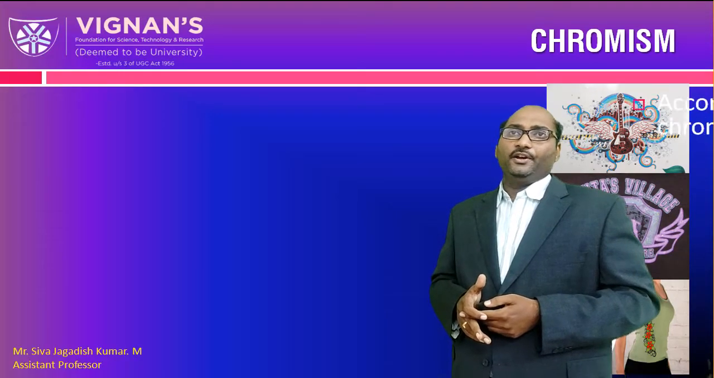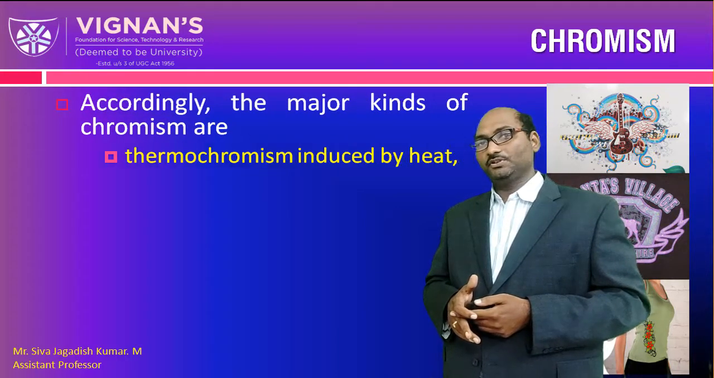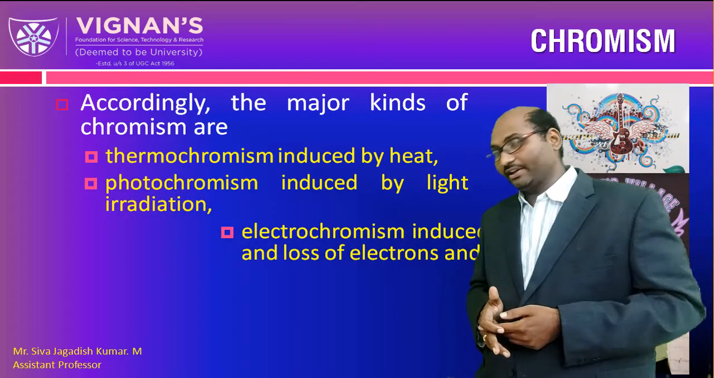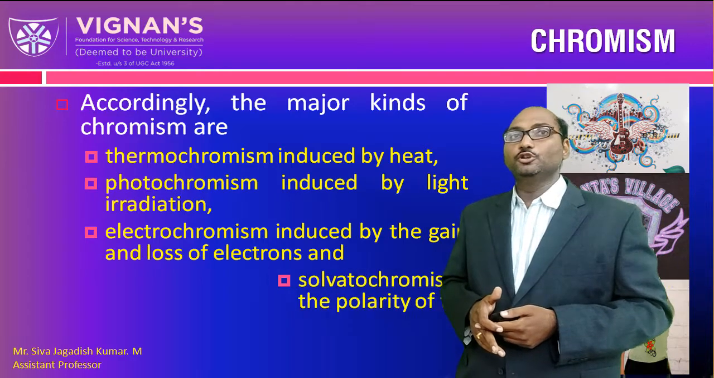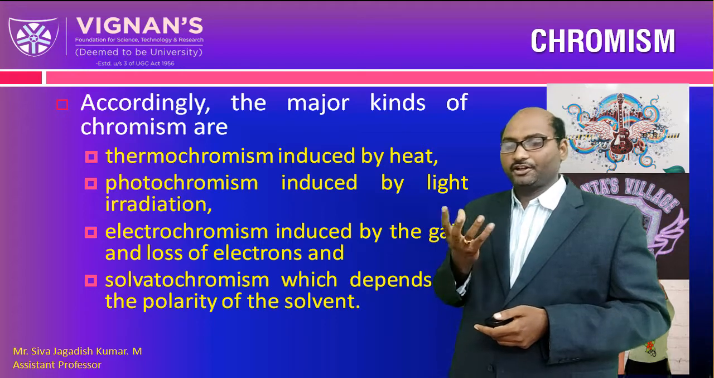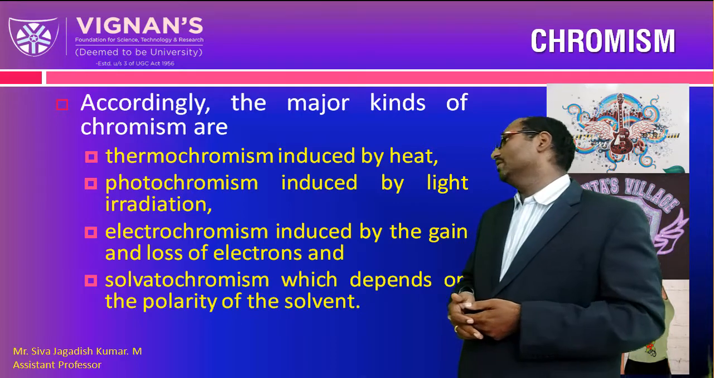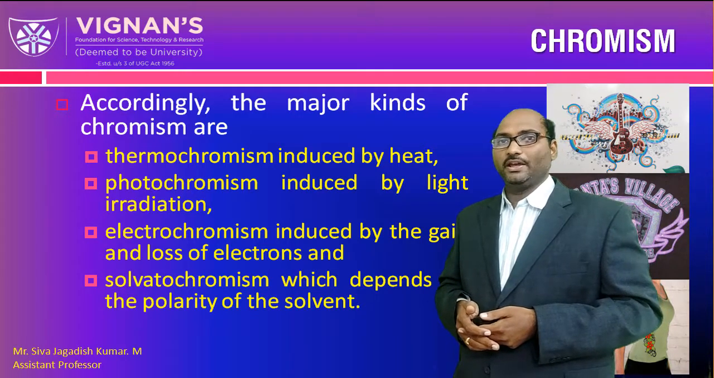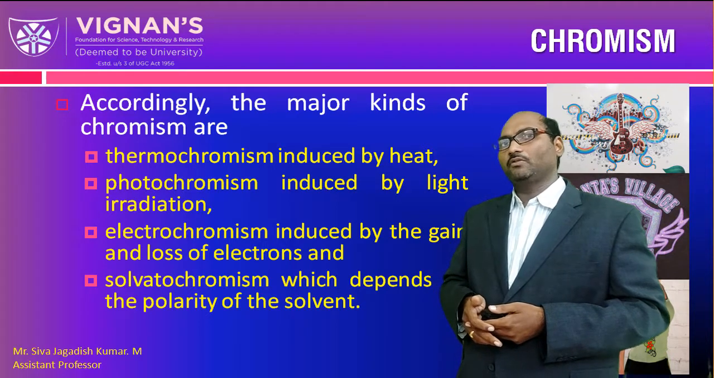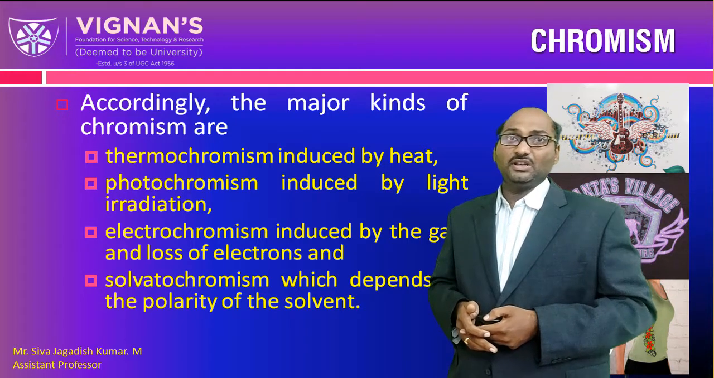If you see, the major kinds of chromism are, one, thermochromism, thermochromic dyes, induced by heat. The second one is photochromism, induced by light irradiation. Basically, whatever radiation comes from sunlight, when it is absorbed, it forms a temporary bond and changes the color. The third one is electrochromism, induced by electricity, where the color appears. And then solvatochromism, where by application of solvent the color changes. These are the major ones.